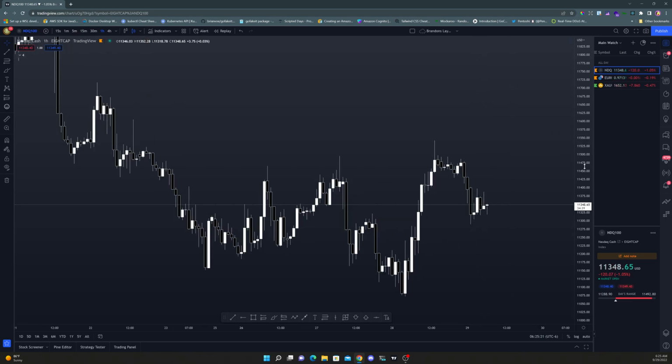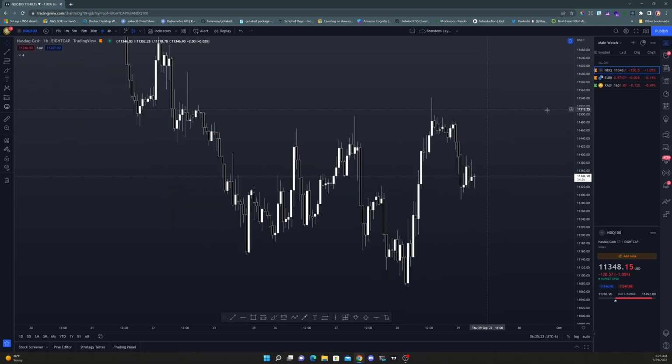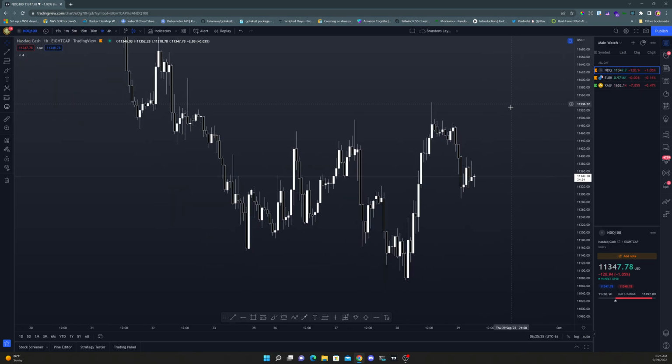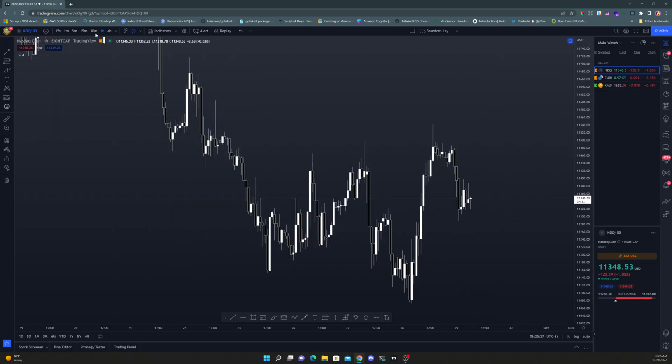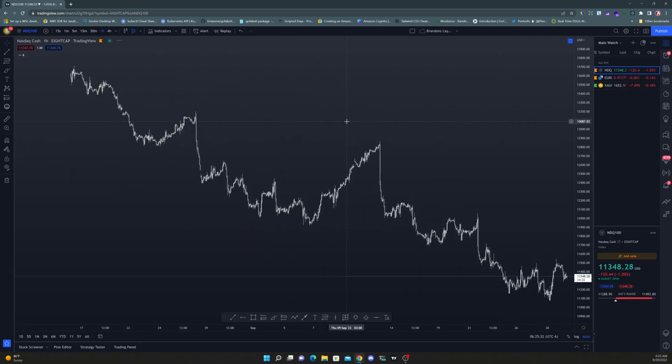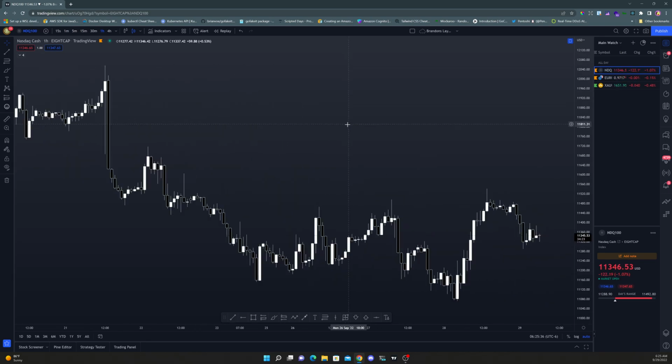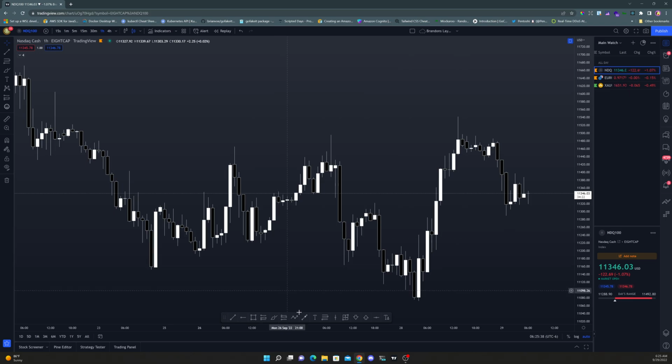We're gonna be back on the charts looking at the NASDAQ. Alright, let's go ahead and just start with the 1 hour. We've been going downtrend, and we're starting to see structural breaks here. So we see this, look at that, a break of structure.